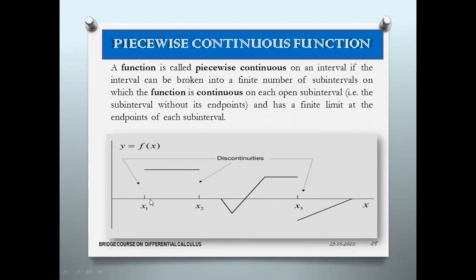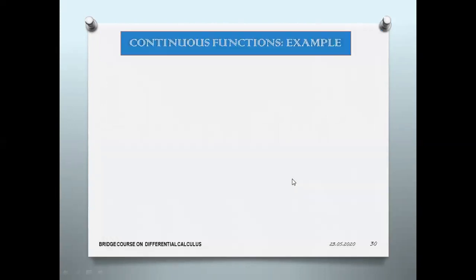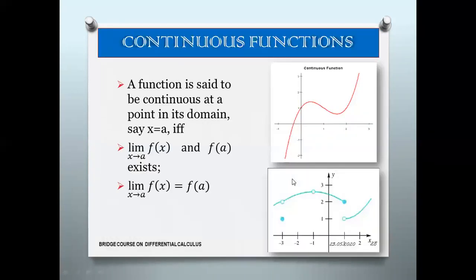Now, if I explain this mathematically, you take some interval A comma B. In A comma B, f of x can be continuous or it need not be continuous. A discontinuous function also can be piecewise continuous. For example, we have one example here.